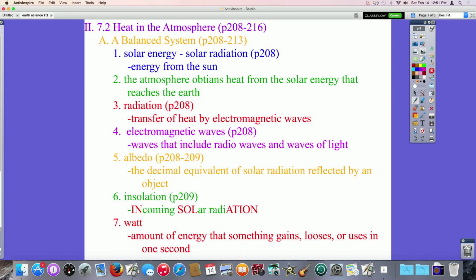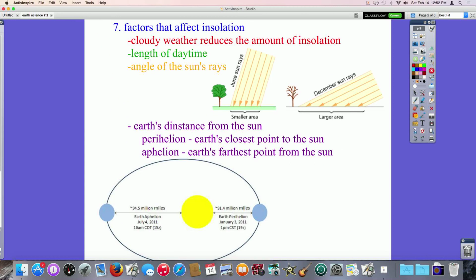Now, because of albedo, that's why clouds really affect insolation, because clouds have one of the highest albedos. Actually, it might even be the highest albedo of 0.7, reflecting back almost 3/4 of the sun's radiation back into space. Another factor that affects this is the length of daytime. Just the amount of time that light or radiation is hitting the Earth.